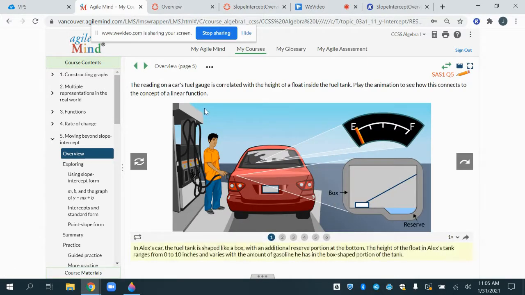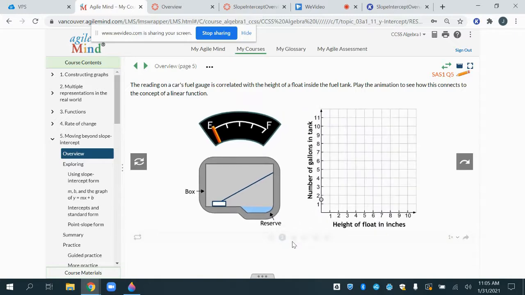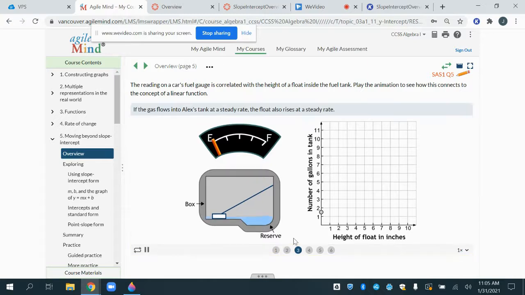Okay, so reading the fuel gauge: the reading on the fuel gauge is correlated to the height of the float inside the fuel tank. Play the animation to see this. Okay, let's play the animation. Notice it's empty. This is the tank, and this is a little float. What happens is, as the gas fills the tank, this thing floats, and that makes this change.